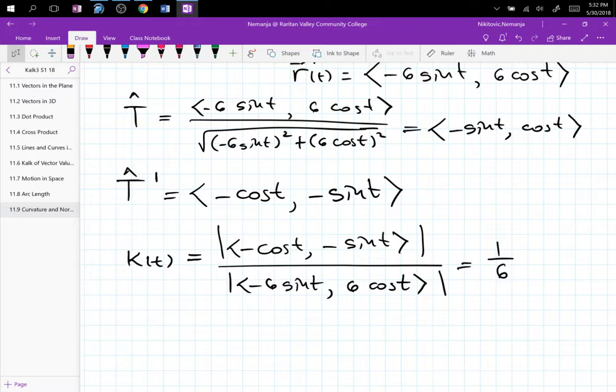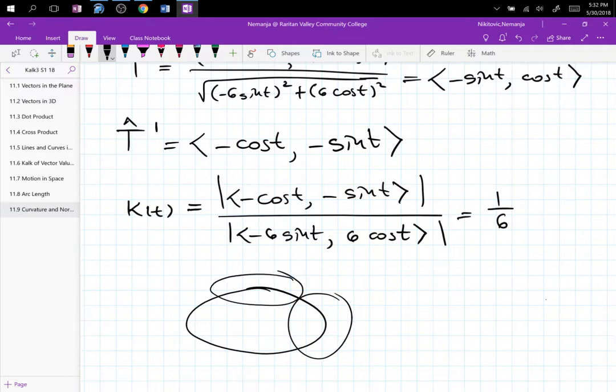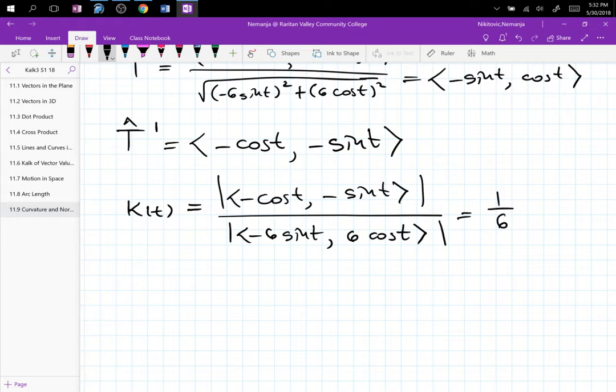It's not going to be the same for an ellipse, right? Because if you draw an ellipse, it curves more here than it curves there. So the circle is special. Now, can you make an argument? What is the curvature of a straight line?